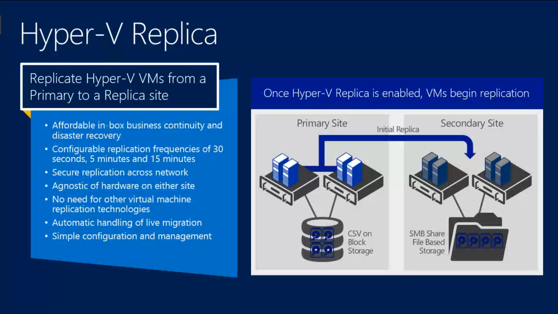It doesn't care whether it's on block storage going to DAS, DAS storage going to SMB, or SMB going back to SAN. The replication is agnostic of the hardware and the storage, so it's giving you great, flexible VM replication in the box. Now in 2012, the replication is every 5 minutes. In 2012 R2, it's every 30 seconds, every 5 minutes, or every 15 minutes. It's configurable. That was a big improvement in 2012 R2 to give you that granular control, which is important.